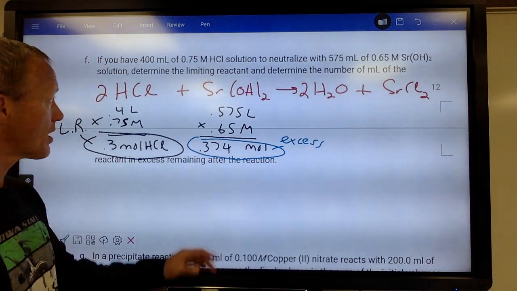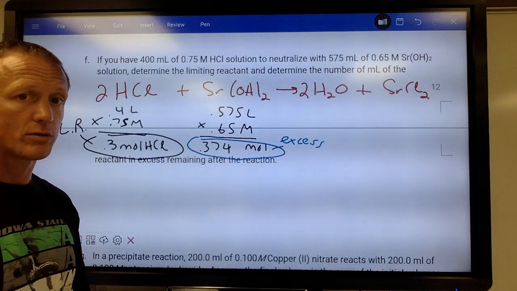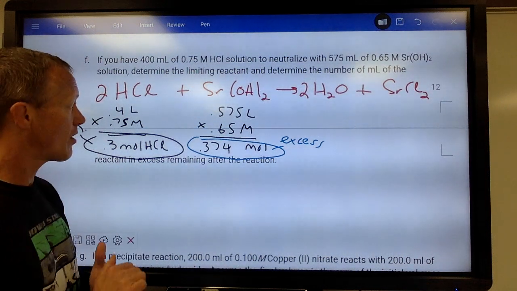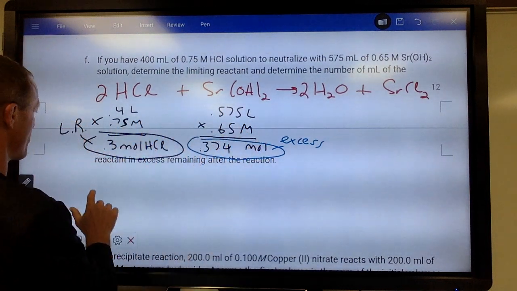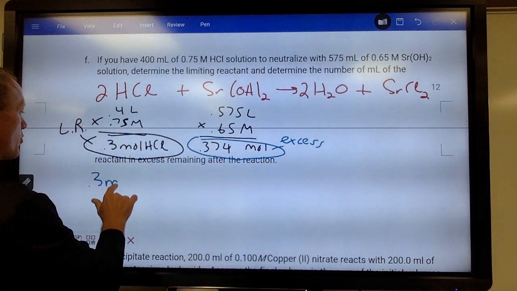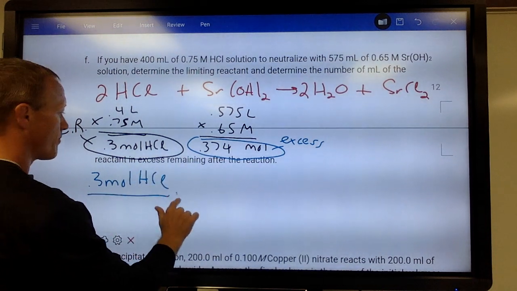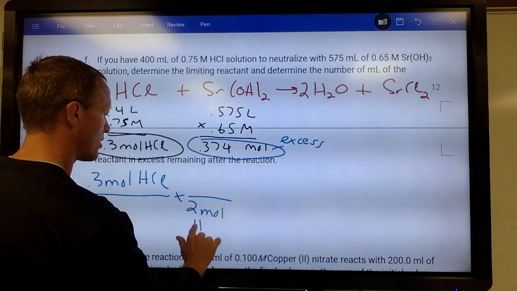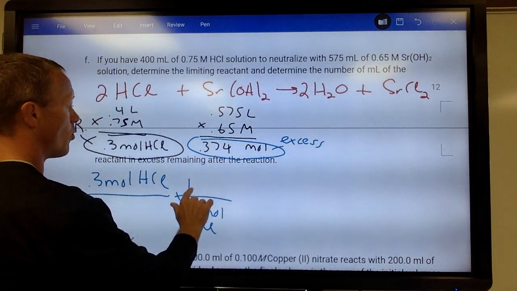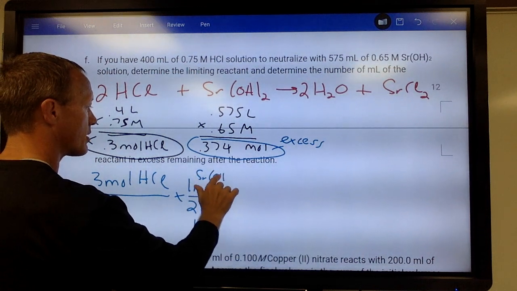How many milliliters of excess? So how many of these 525 milliliters are used? How many are left over? So let's figure out how many of those are used. I'm going to ignore this information, start with my 0.3 moles here. We know we're using 0.3 moles of HCl because it's my limiting reactant. My ratio is 2 moles of HCl for every 1 mole of strontium hydroxide.